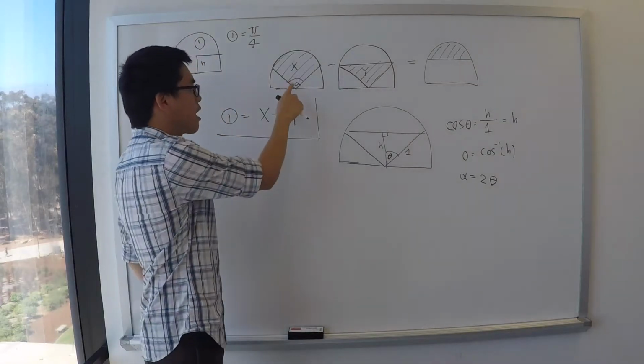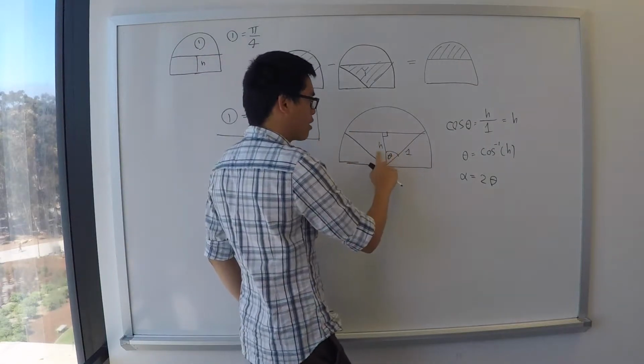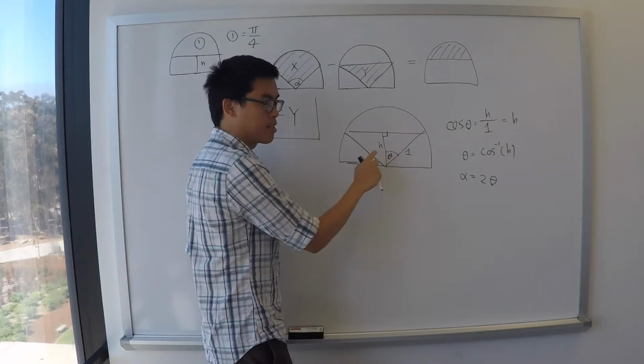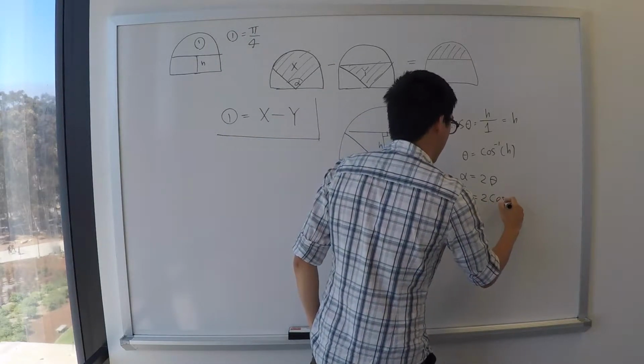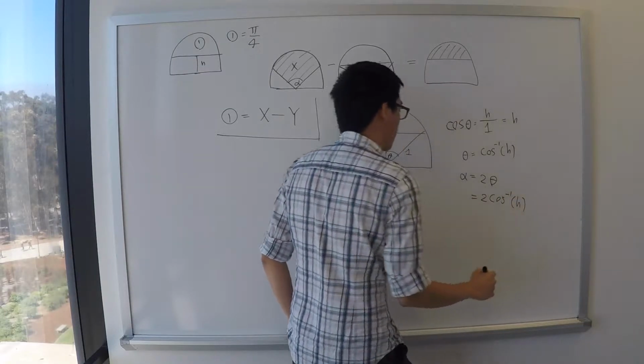So if I call this guy alpha, then alpha is twice theta, because this side is going to be the same as this side, and therefore it's going to be twice cosine inverse of h.